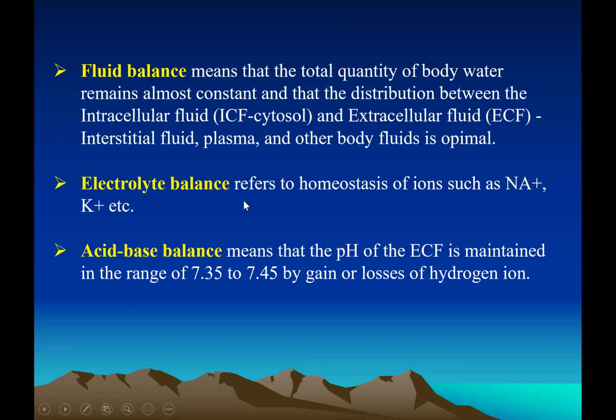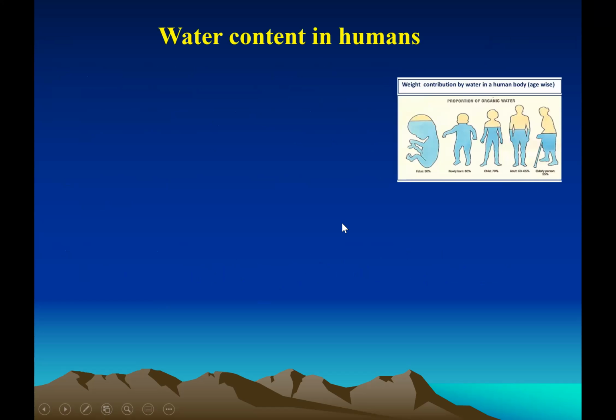When you say electrolyte balance, they are referring to the homeostasis of ions. There are about 6 important ions that we'll look at, but we'll focus only on the sodium ion. Acid-base balance is the pH of your extracellular fluid. The pH ideally has to be between 7.35 and 7.45. pH is a logarithmic scale, so it has a very narrow range. This is maintained by either gain or loss of hydrogen ions. So these 3 are what we're going to be studying now.